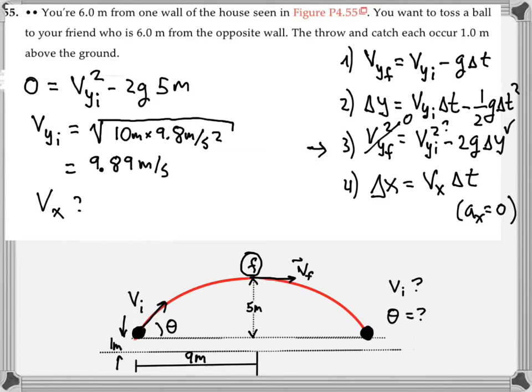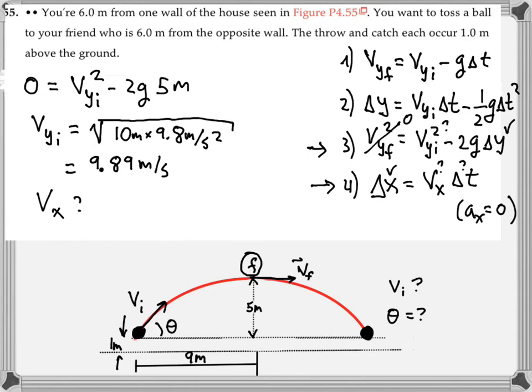The only equation that has velocity in the x direction is the fourth equation. In the fourth equation, using the same initial and final points that we used before, we have that delta x should be 9 meters. Vx is unknown, and we don't know how much time it takes the ball to go from the initial to the final point. So what we have to do now is figure out how much time it takes the ball to get to the top of the parabola. Once we know that time, the fourth equation gives us the x component of the velocity, and with that x component and the y component calculated before, we get the speed using Pythagoras theorem.